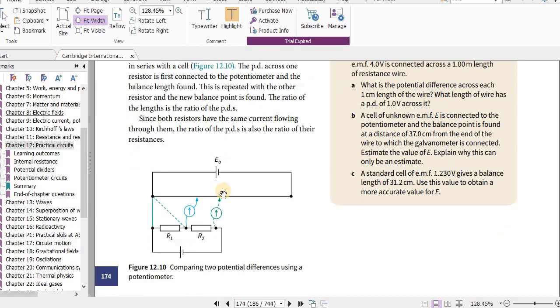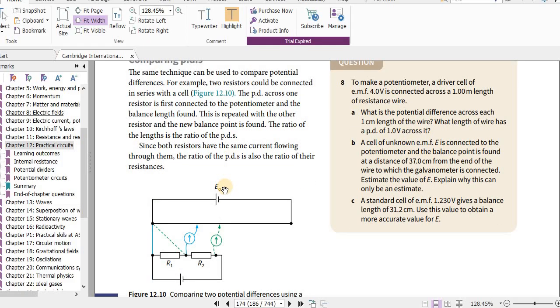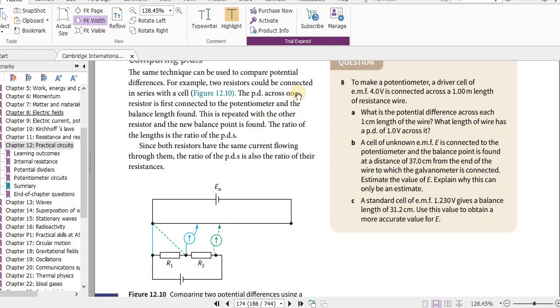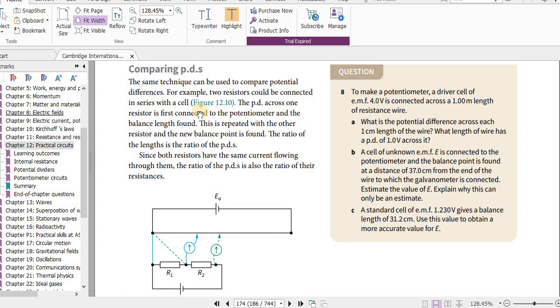The same way you can even compare potential differences. There are questions like this also. Comparing potential differences, the same technique can be used. For example, two resistors could be connected in series with a cell. One separate circuit here, another one here. The PD across one resistor is first connected to the potentiometer. So here you connect this with a wire and then connect here, and we can see when we move it somewhere along this length, the current will stop flowing through this. The galvanometer needle doesn't deflect.